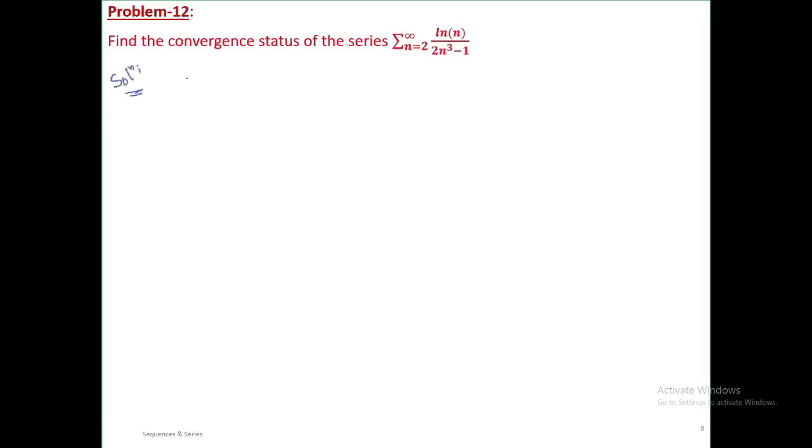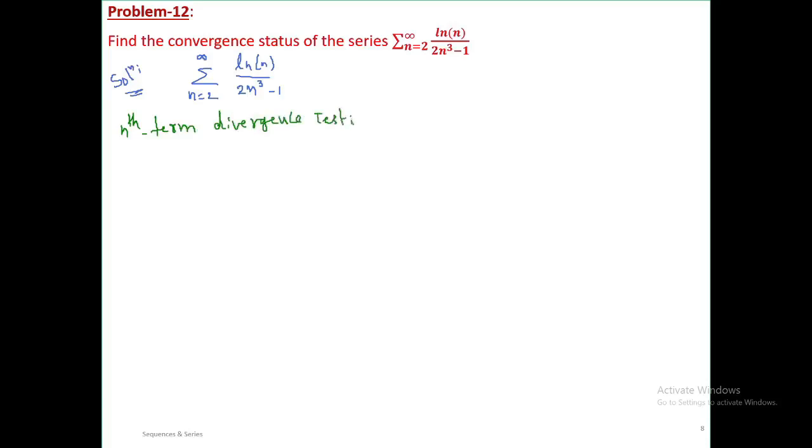Solution. The tests we have seen. So it is not a geometric series. The series, n running from 2 to infinity, ln n upon 2n cube minus 1. Can I apply the nth term divergence test here? Actually, you have to verify like this, and then you will get the idea. It is not a geometric series, right? Then I am going to the nth term divergence test.